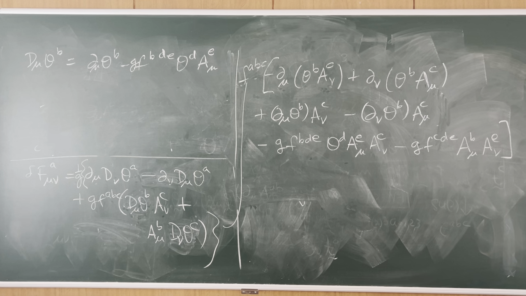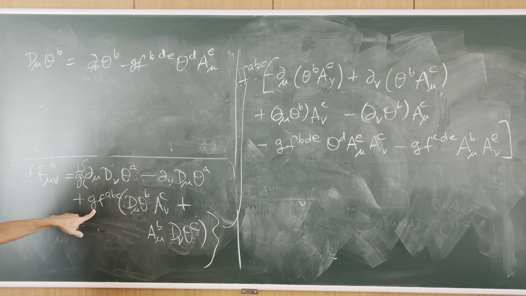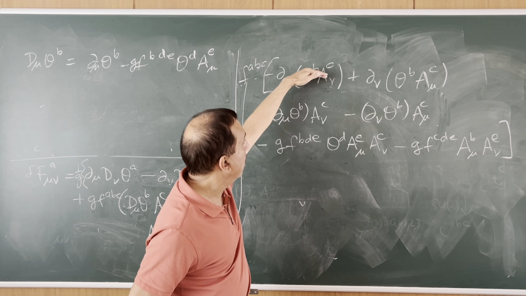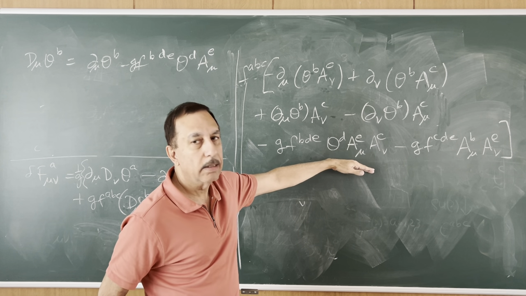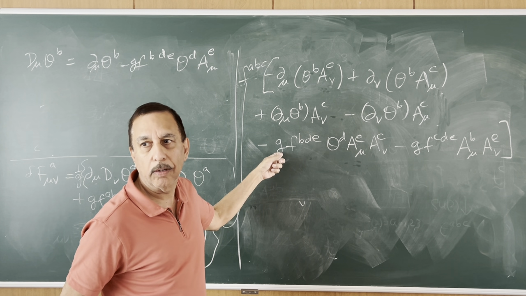Excuse me, g outside. But there's another g. There's a g here, and there's a 1 by g there. So the net result is a g. And also, if you stare at these terms, you'll see that this is linear in A, this is linear in A, this is quadratic in A. When it's quadratic in A, it has one more power of G.